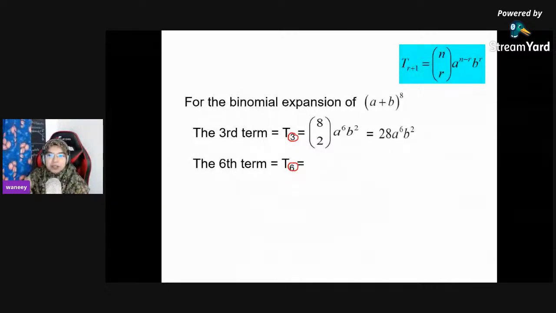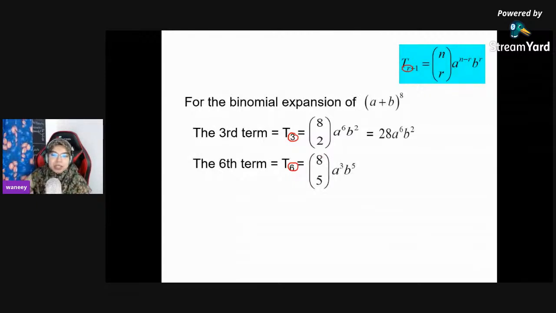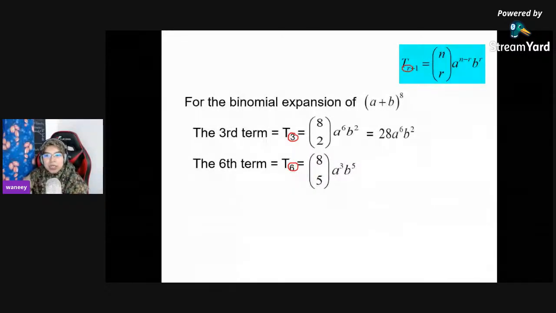So if you refer to here, T(r+1), if you compare them, you should be able to see that the value of r should be equal to 5. So substitute into the formula, it should be 8C5, a to the power of 8 minus 5, so that is why we have a cubed. And then b to the power of r, so b to the power of 5, and then simply use the calculator for 8C5. So that is actually 56 a cubed b to the power of 5.